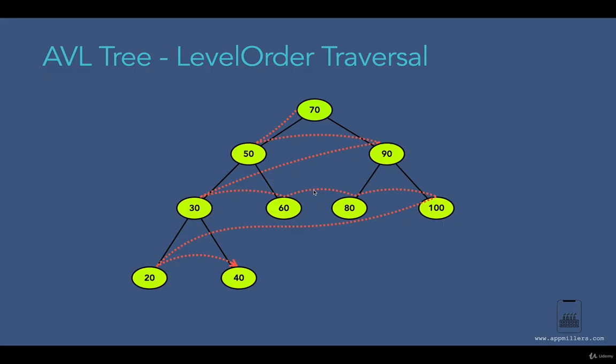Now here again, you need to take into account that when we are starting a new level, we are visiting from left to right. So this is how level order traversal works in case of AVL tree.